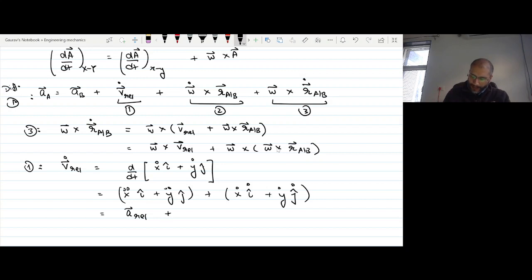And for the second term, I dot can be written as omega cross I, and j dot can be written as omega cross j. So this basically becomes omega cross, and then we have x dot I hat plus y dot j hat, so that is V rel. Okay, so that is the time derivative of the relative velocity V rel.